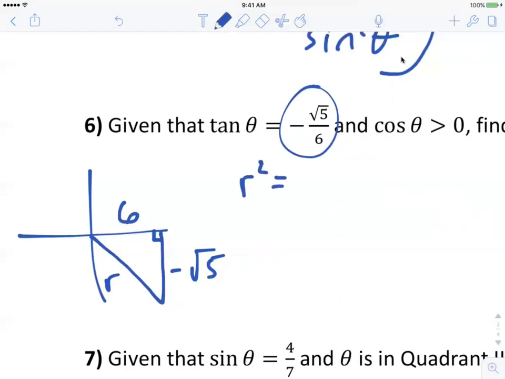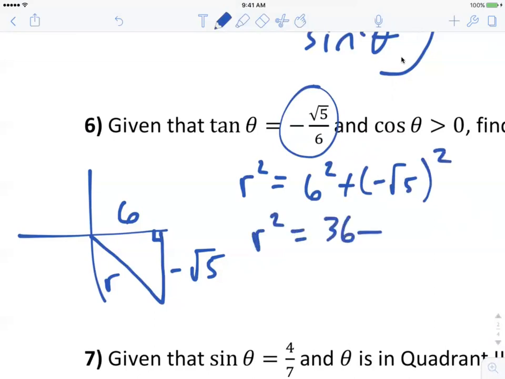Now I can just find r by the Pythagorean theorem. r squared is 6 squared plus negative root 5 squared, and then simplify that. That's 36 plus 5, that's 41. So r is the square root of 41. r is always positive, so don't worry about plus or minuses on that.